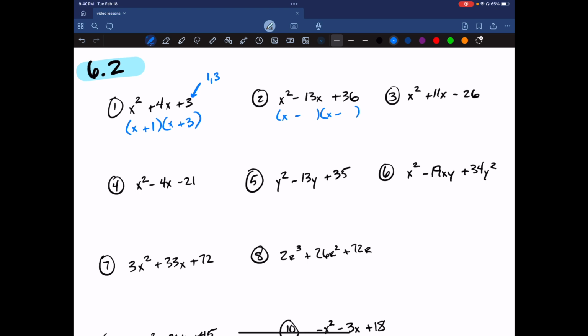On number 2, we've already got this set up. Now we have to ask ourselves, what are the factors of 36? Well, I have 1 and 36, 2 and 18, 3 and 12, 4 and 9, 6 and 6. So you have to ask yourself, what two numbers multiply to 36? We have a list of them here. And they also add, and I'm adding because my signs are the same, they also add to 13. Well, that's this one.